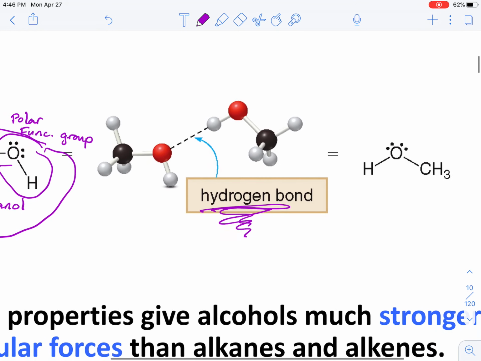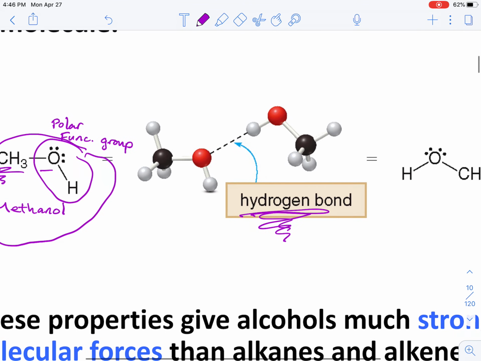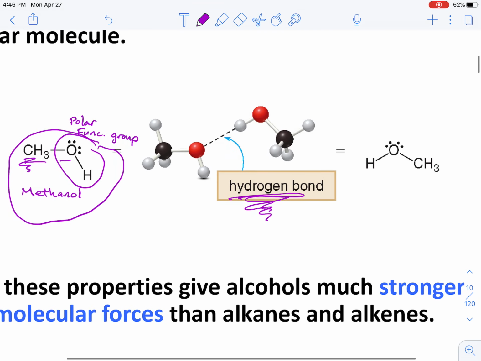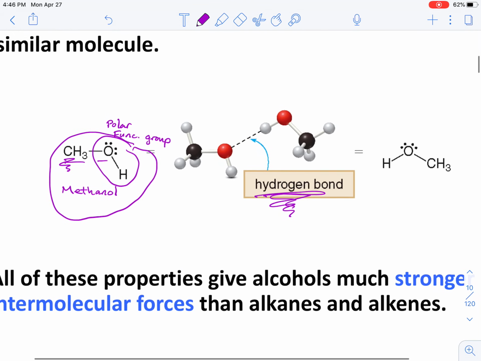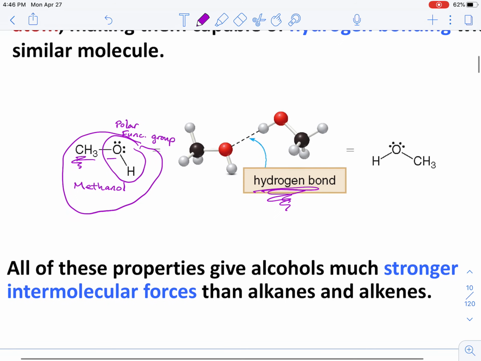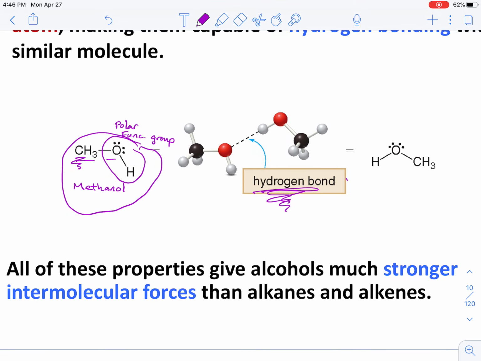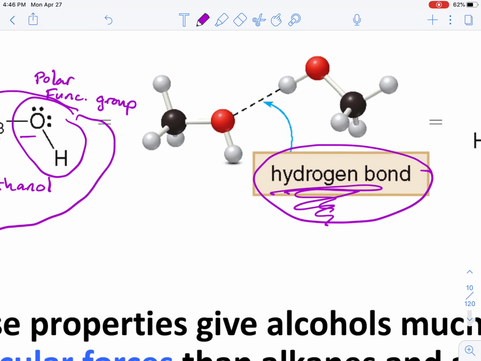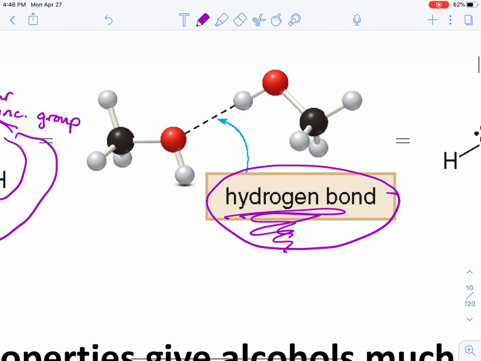And so this has some very specific consequences when you guys are talking about physical properties. I want you guys to recall that hydrogen bonds are very strong intermolecular forces compared to all of the intermolecular forces we discussed, such as dipole and London dispersion force. And since hydrogen bonds are a stronger attraction between two molecules, that means it takes more energy to pull them apart.